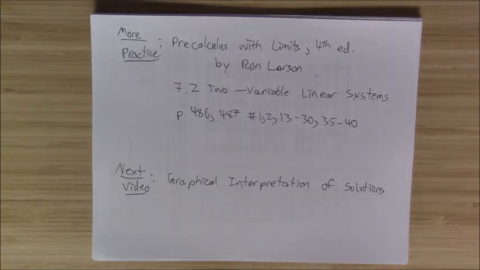For more practice working out systems using elimination, be sure to see the textbook, pages 486 and 487. In our next video, we'll talk about a graphical interpretation of solutions, which will give us some interesting insights into what can and can't be solutions to our systems.